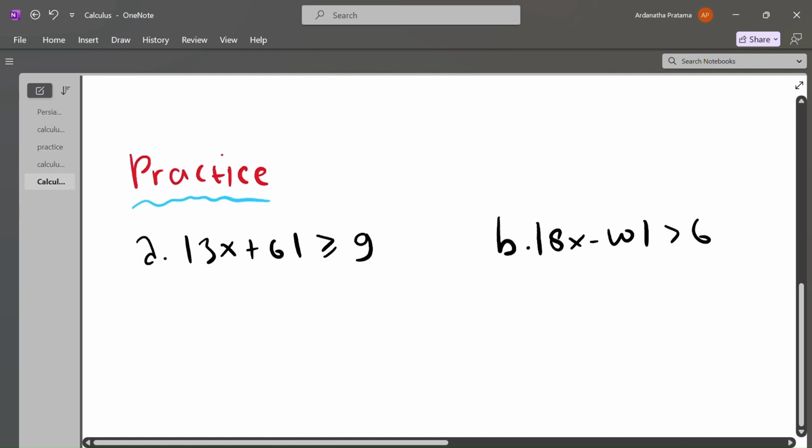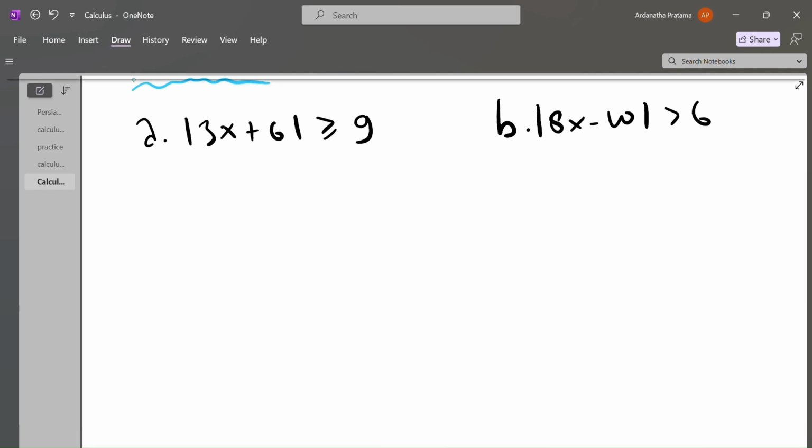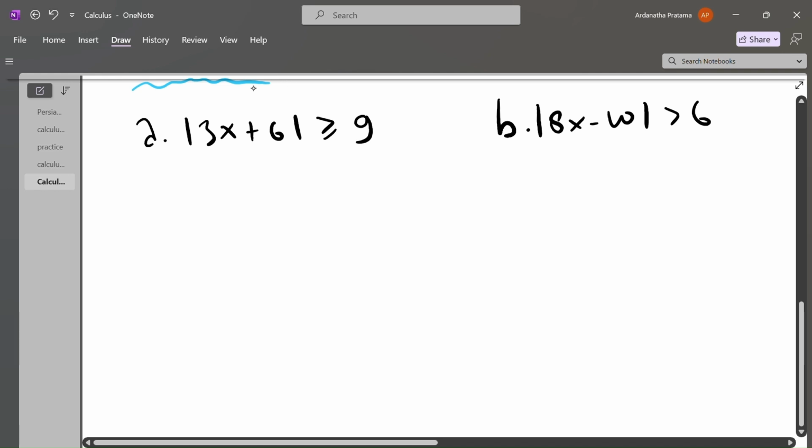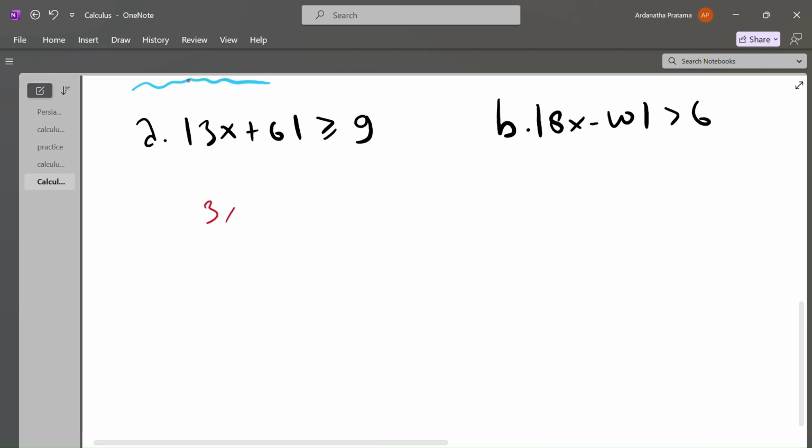Okay, now let's do some practice right here. We first solve problem A, but I will give you a chance so you can pause this video and find a solution for yourself. And now I will write down this. So this is the first solution. 3x plus 6 is greater than or equal to 9, because we have to find the positive version of 3x plus 6.